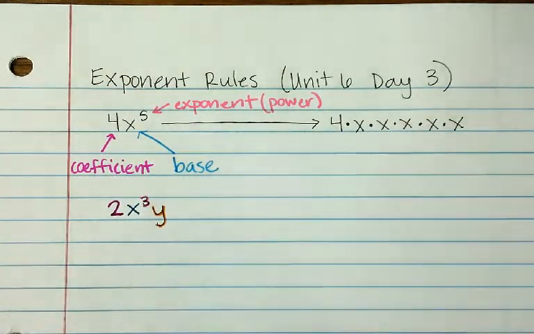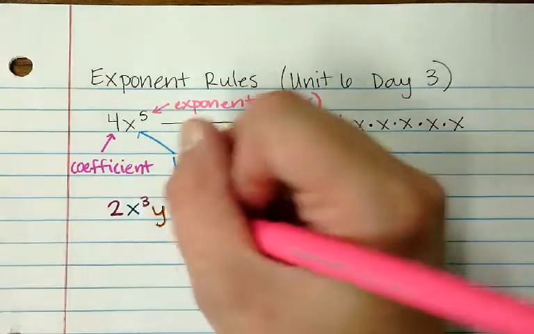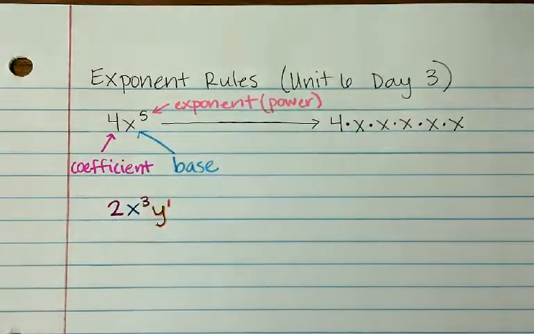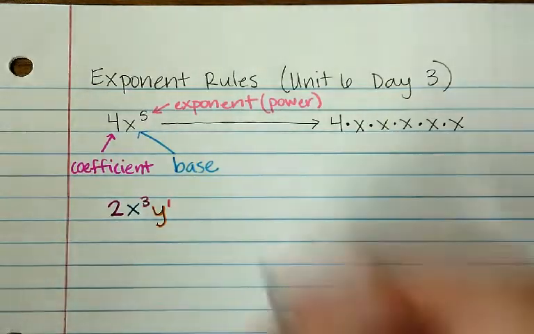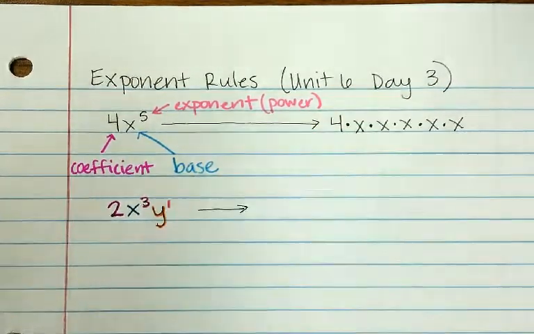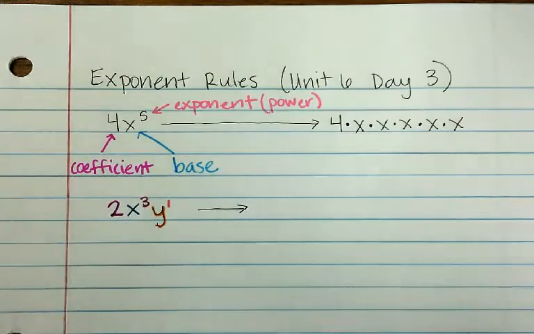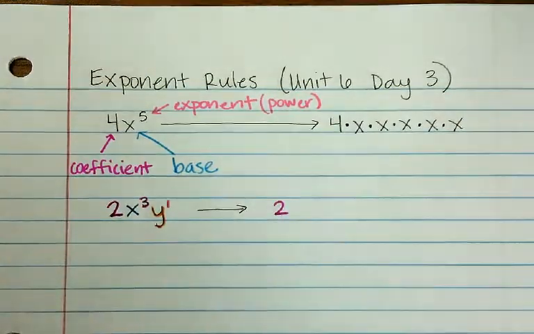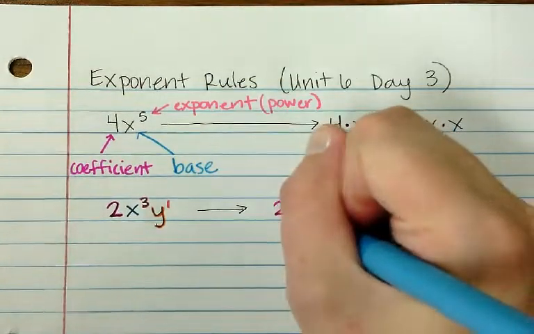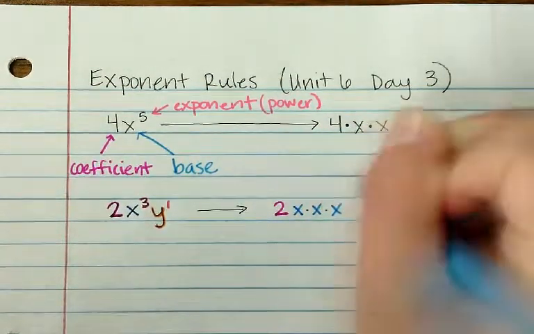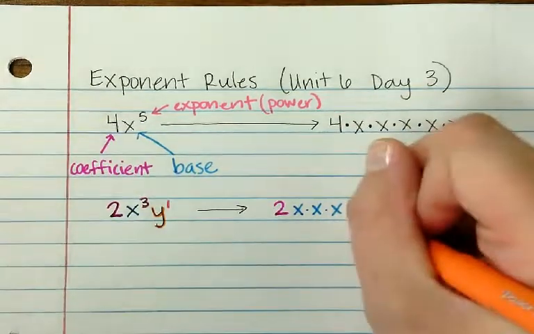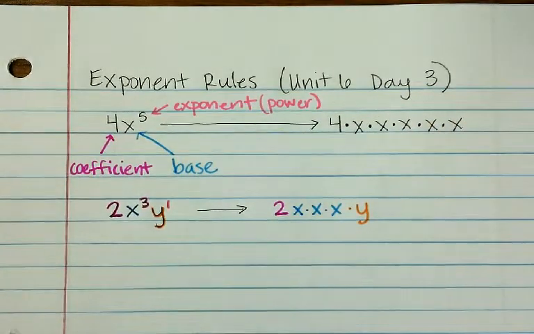And guys, what is the exponent on the y? It's really kind of like a little invisible 1 there, okay? So if there's no exponent, it's kind of like there's a little 1. So if we wanted to expand this little guy, how we would write this is we would write 2, and then we would say x times x times x, and then we would just leave our y. Are you guys comfortable with that? So that is the way that we would expand it.